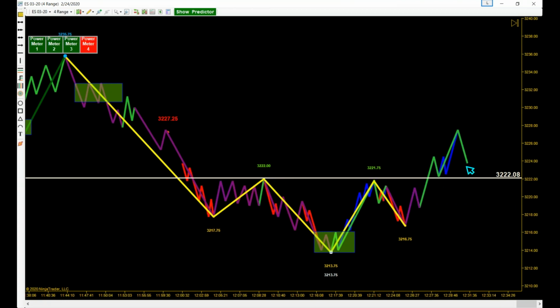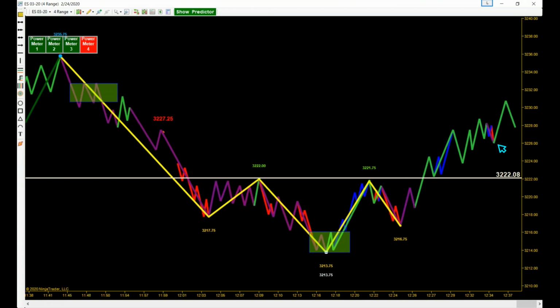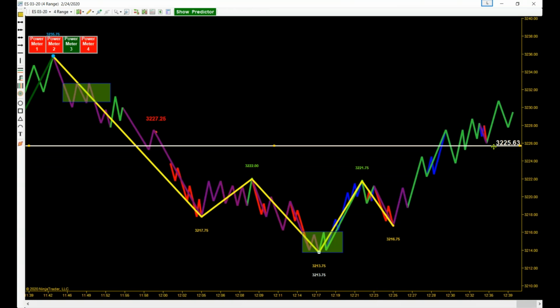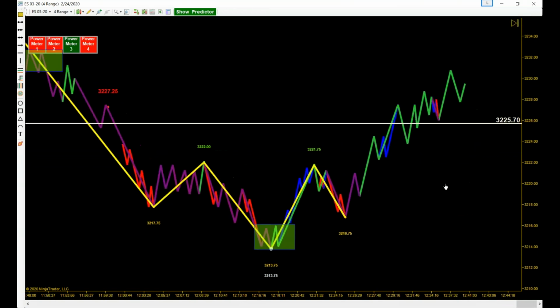Just like we teach, higher low, it's going to head up some more. If it breaks this, it won't. Higher low. Still your stops right down here. Higher low. We'll just keep moving the line. Stopped. Everybody see that? Stopped out right there.